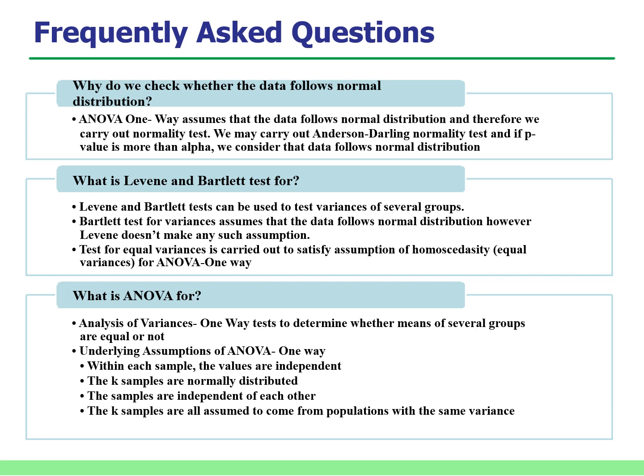are equal or not. Underlying assumptions of ANOVA, that is one way: within each sample, the values are independent; the samples are normally distributed; the samples are independent of each other. Levene and Bartlett tests can be used to detect differences in variances of several groups. Bartlett's test is for variances when we assume that the data follows a normal distribution. Then why do we check whether data follows a normal distribution? Because one-way ANOVA assumes that the data follows a normal distribution, therefore we carry out a normality test.